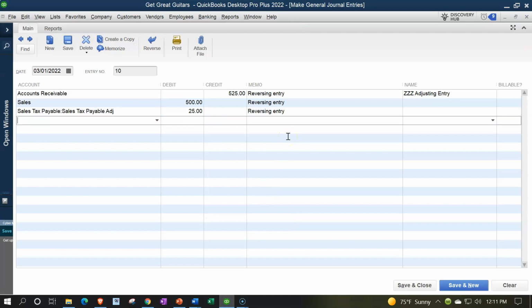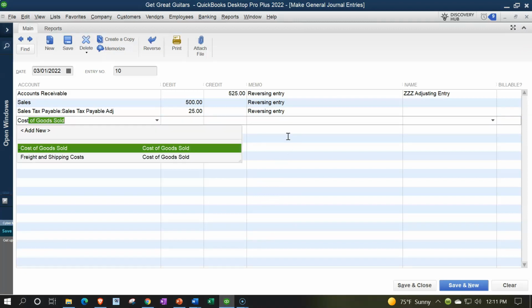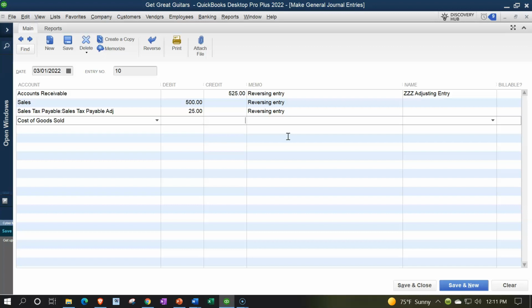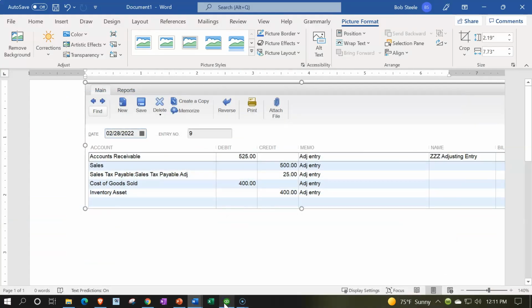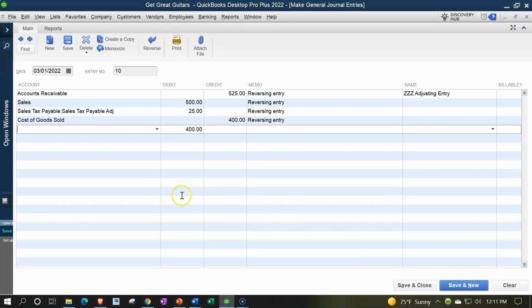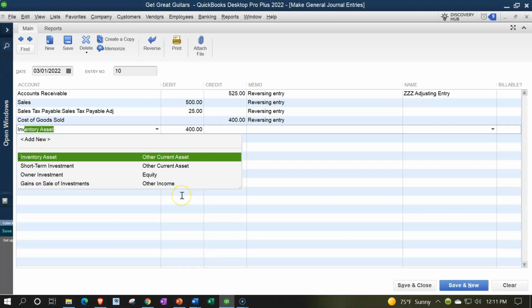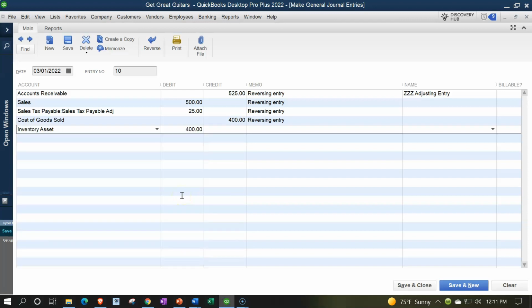And then we got the cost of goods sold, which was a debit, so we're going to credit it for 400, was it? I think. Pretty sure. 400. Yeah, I was right. Why am I even double checking myself? I know I was right. Inventory is going to be a debit. And so there we have it. I think everything lines up here.